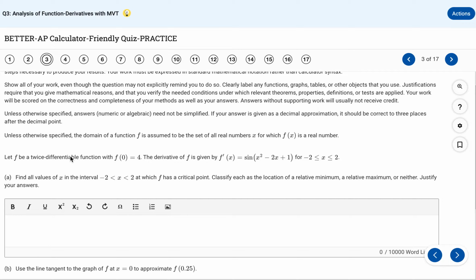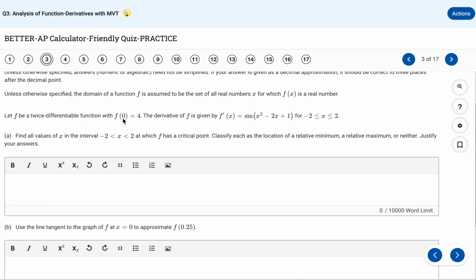Let f be a twice differentiable function. They give you the y-intercept of the original function. We'll need this later. The derivative of the function, that's what we are given. This is the derivative. Notice that the domain is -2 to +2. Find all values in that domain where there are critical points. Classify each as a max, a min, or neither, and justify your answers.